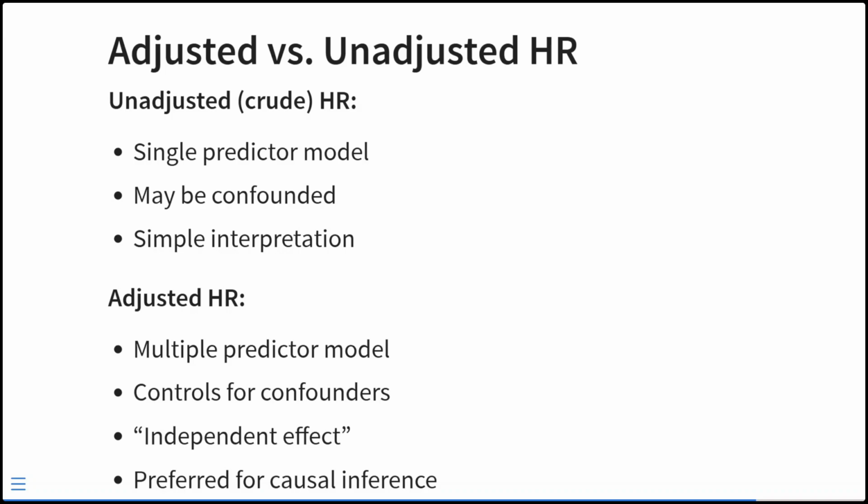So for unadjusted hazard ratio, we have a single predictor model that can be confounded, and also a simple interpretation. But for adjusted hazard ratio, we have a multiple predictor model which controls for confounders, gives independent effects, and is also preferred for causal inference. So this is the difference between the unadjusted and the adjusted hazard ratio. The unadjusted hazard ratio uses a single predictor model, can be confounded, and is just a simple interpretation. But adjusted hazard ratio accounts for other covariates inside that particular model, controls for confounders, and is usually preferred for causal inference and independent effects.